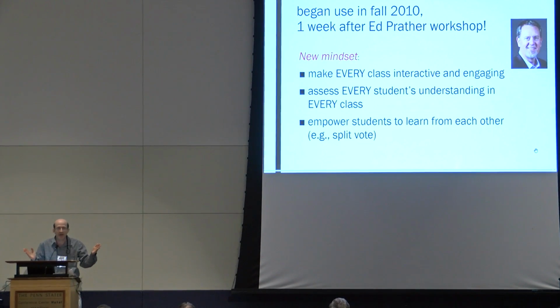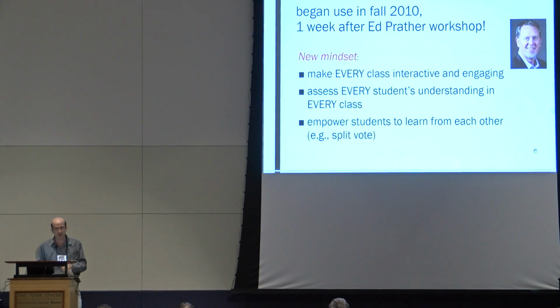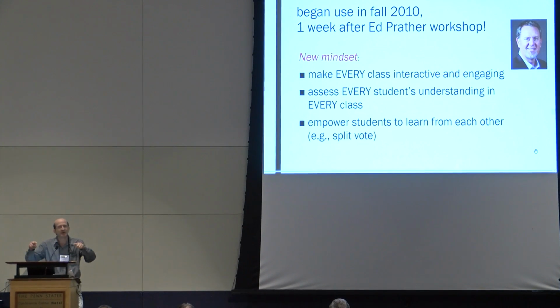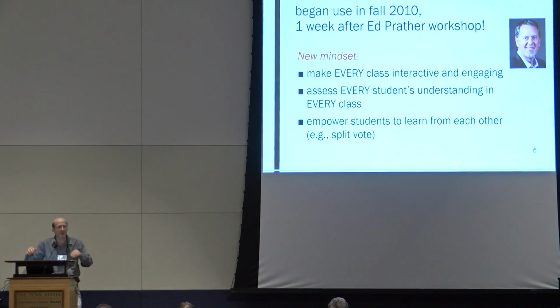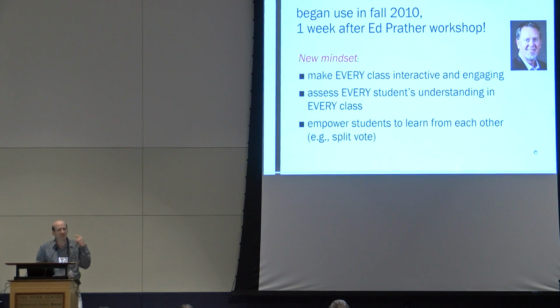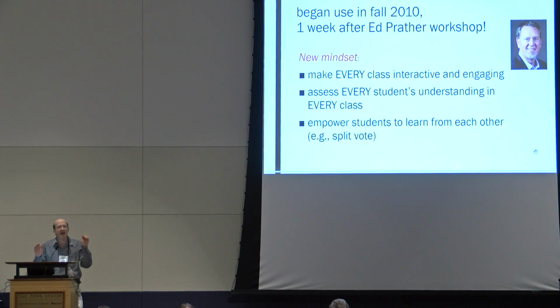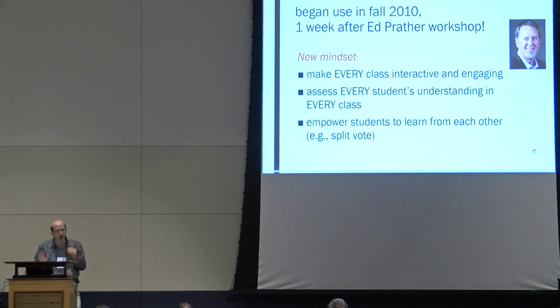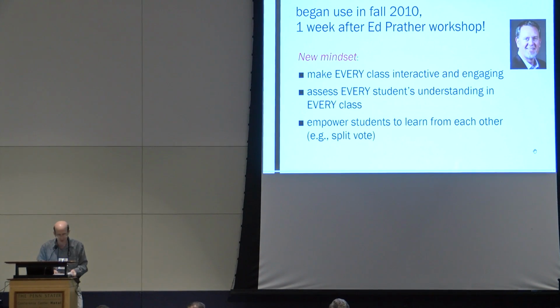If it's a split vote, I don't just tell them the correct answer was B. I say, turn to your neighbor, try to convince each other you're right, go. And then 30 seconds later, we re-vote. I haven't said anything, and the distribution of answers is always closer to the correct answer. It's really neat when that happens, because it always does.